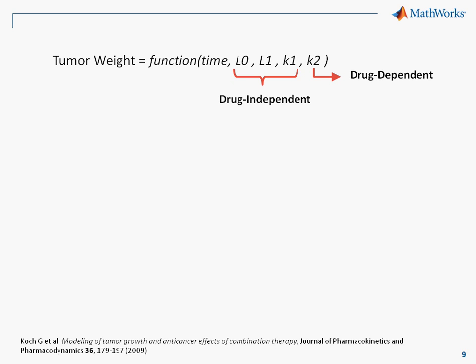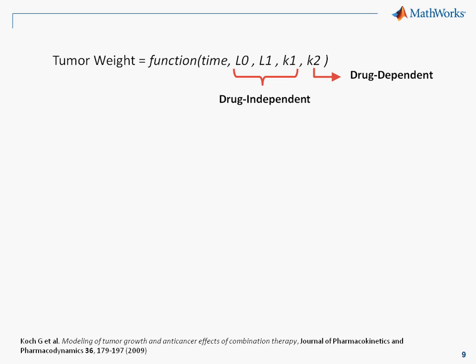The example was taken from a paper titled Modeling of Tumor Growth and Anti-Cancer Effects of Combination Therapy by Koch et al. The paper studied the impact of different drugs on the growth rate of tumor. The equation at the top of the slide describes tumor growth as a function of time. Three of the key parameters that the model estimates are independent of the drugs that are being administered.